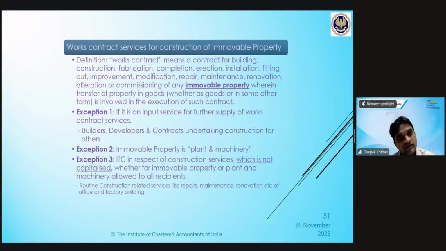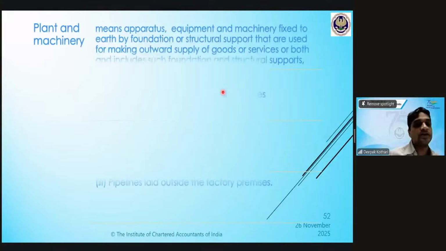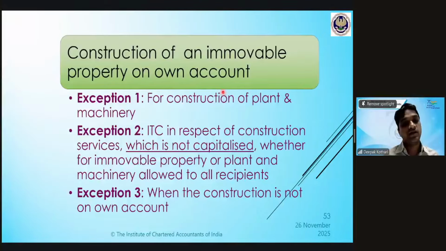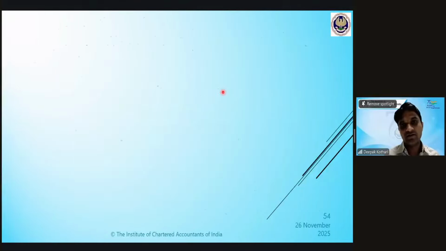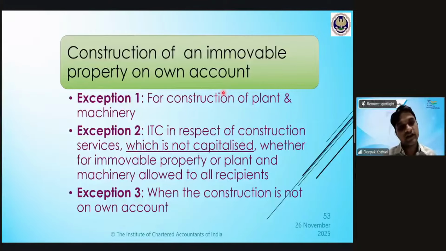Similarly, works contracts, we have discussed this in detail. Works contract services for construction of your own immovable property. If you're buying anything, taking labor services, getting a works contractor, credit is not available because construction involves a lot of credit. So government has said no credit on this, directly or indirectly also. Indirectly means that when you use anything, inward supplies, construction of immovable property on your own account, if you're buying something, still credit will not be available.